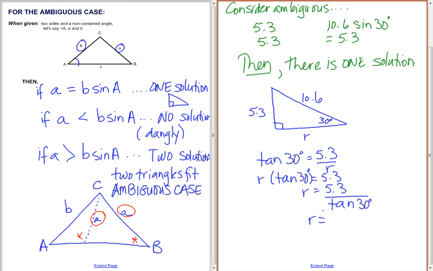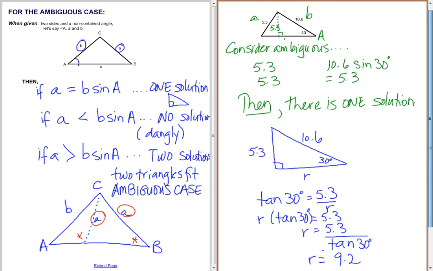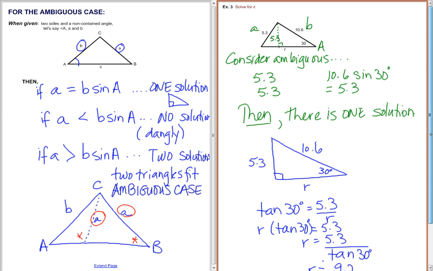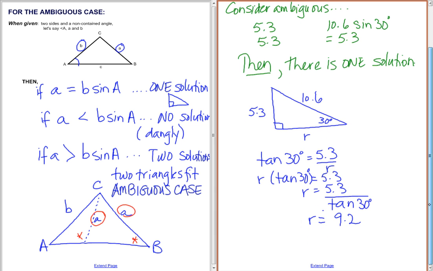My answer will be 9.2. I didn't have to draw my triangle like this. I could have just used what I had above and used sine law, but I would have known I had one answer to this problem, and that answer is 9.2.